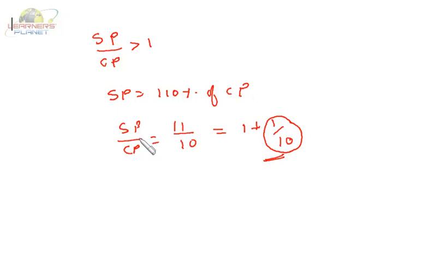Here SP by CP is greater than 1 since it is 11 by 10. And what is the profit percentage? It is 10%. That is 1 by 10. If we convert it to percentage, it will be 10%.